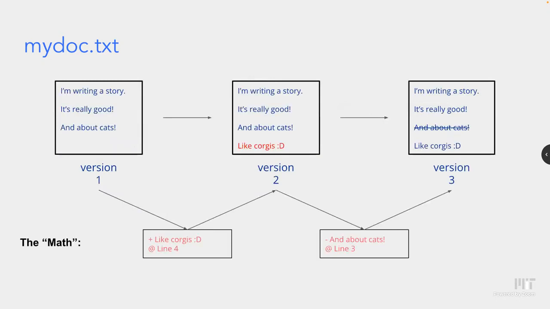And basically what Git does is it tracks changes between these files. So between version 1 and version 2, we have the addition of a line at line 4, and between version 2 and version 3, we have a deletion at line 3. So that's all that Git is tracking.